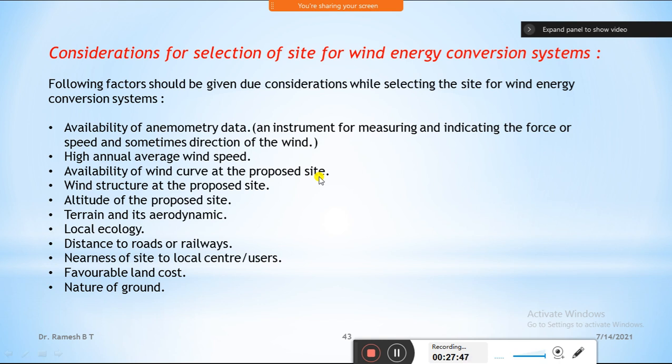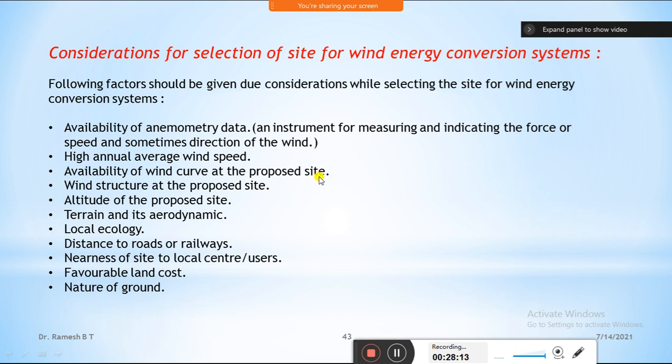And the next thing is the distance to the road or railway. If the location is very near to the railway or roads, we can easily carry our devices and install them. If the location is very far from the roads and railways, transportation becomes very costly and a very tedious problem. So the distance to the road and railway is also very important for that location.